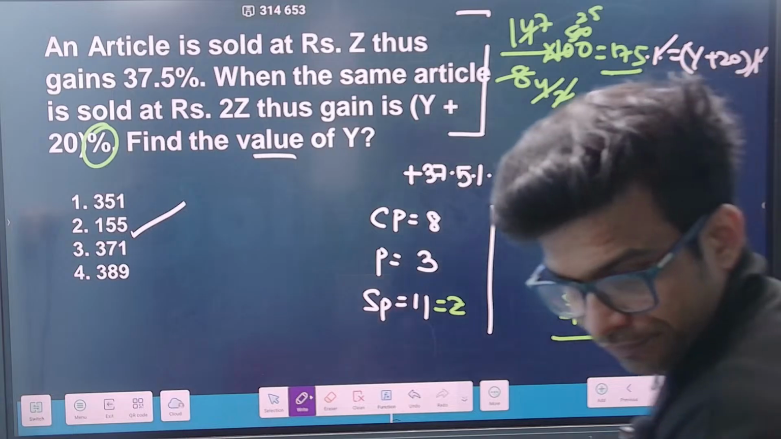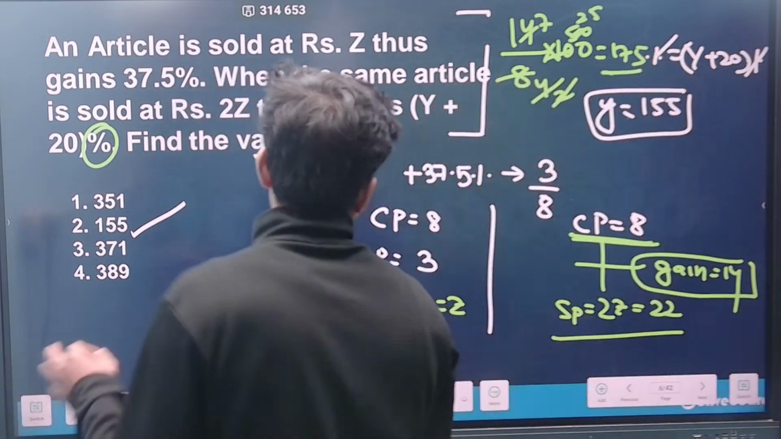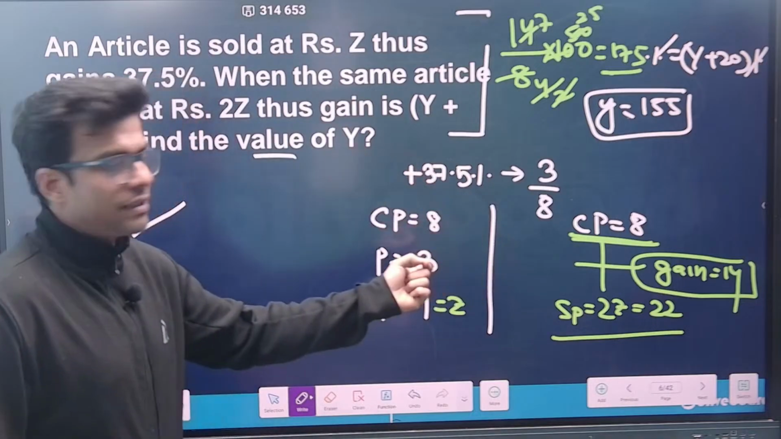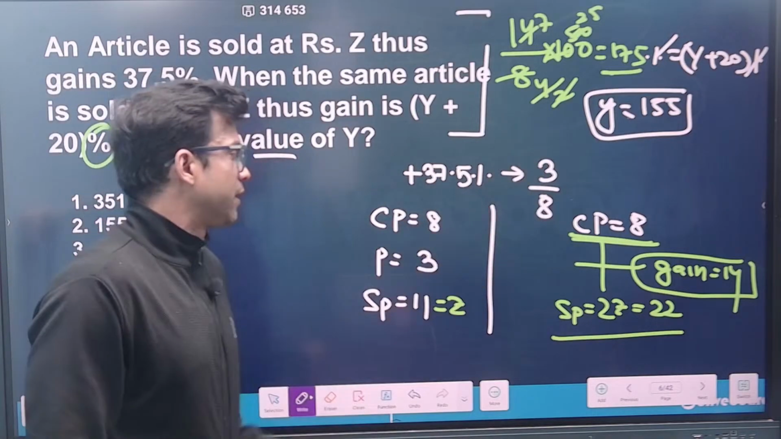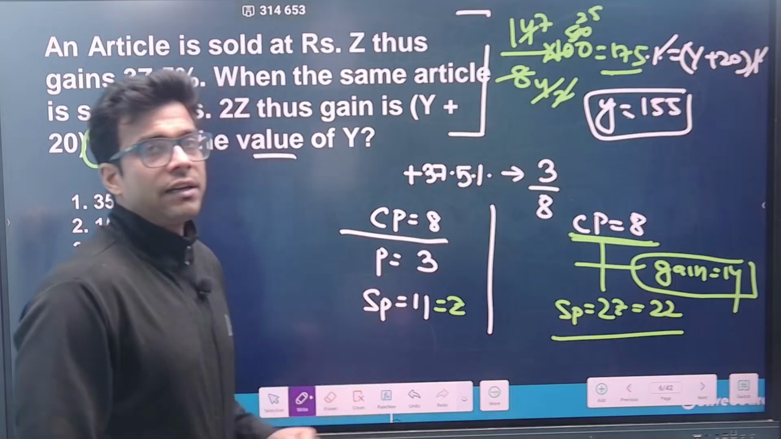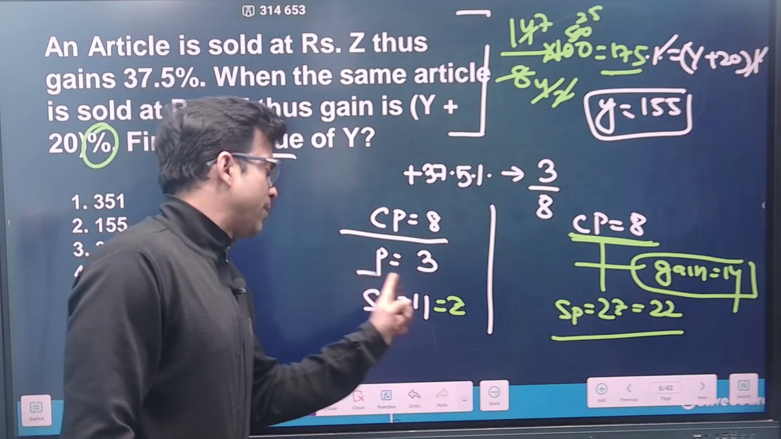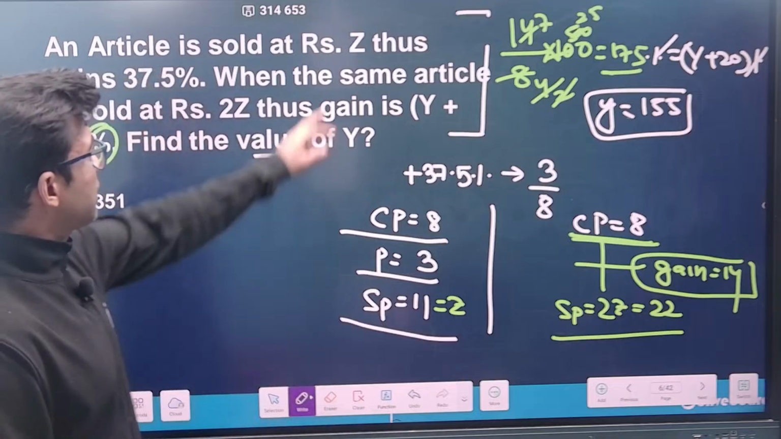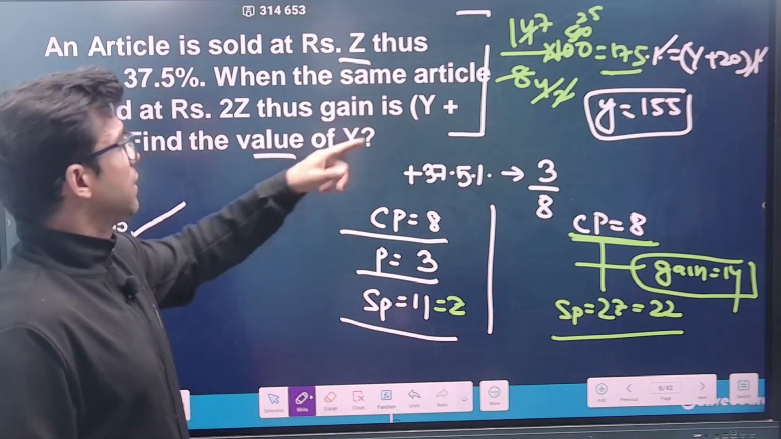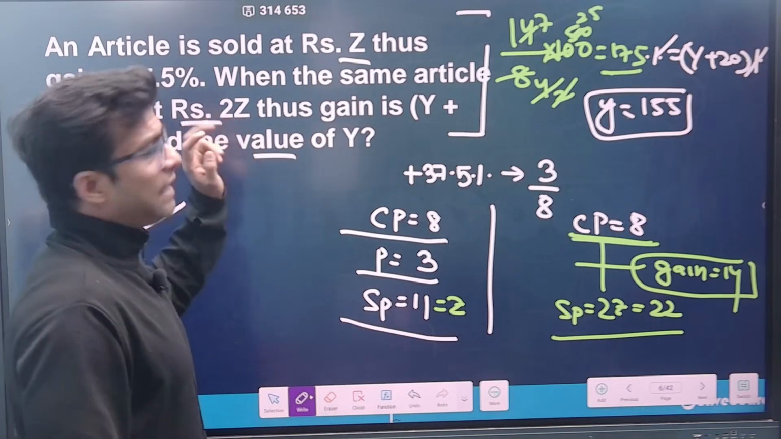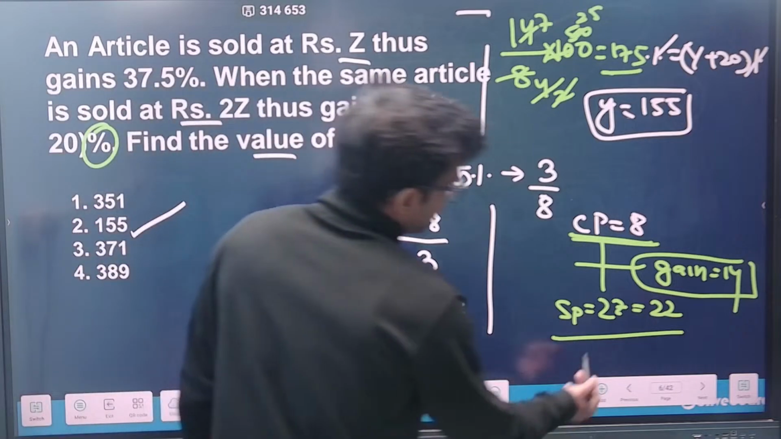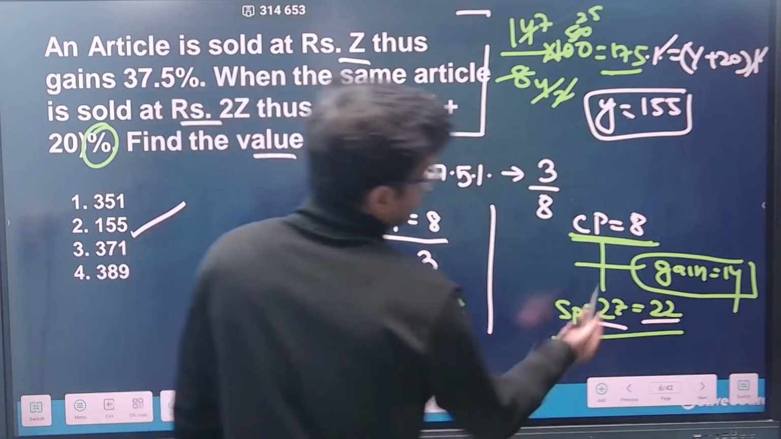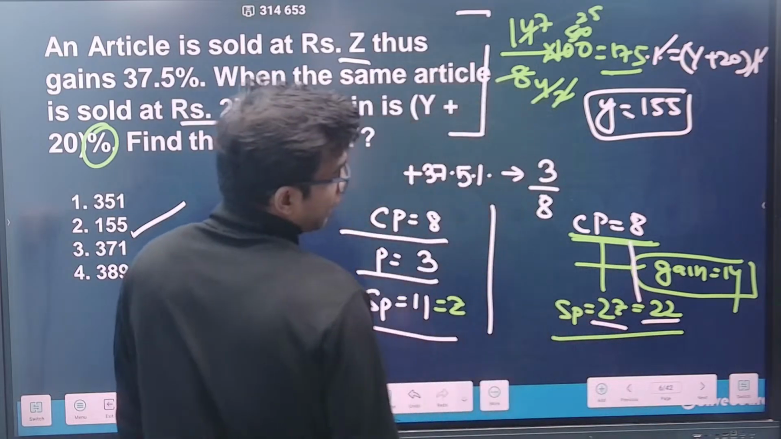First of all, try to remember one thing: if there is a gain of 37.5%, the ratio method says there is a gain of 3 by 8. Now my cost price is basically 8. Because there is a gain, I would add my profit, 3, and then my selling price would be 11. But this is the value of Z. Now they are saying if the same article is sold at 2Z, then 2Z means 11 into 2, which is 22. There is a gain of 14 from 8 to 22.